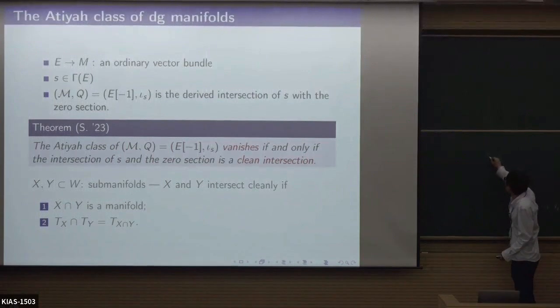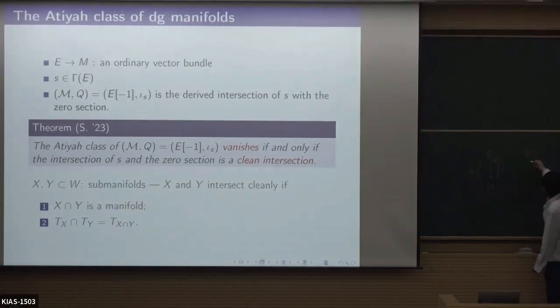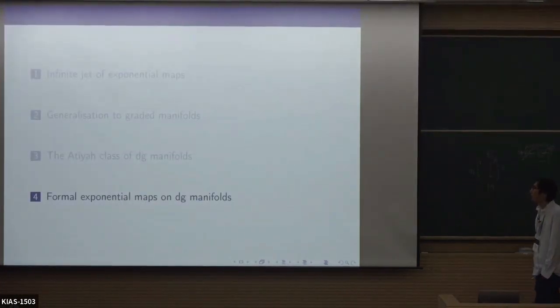There, I have E to M, and then I have two maps going up. One is S, one is the zero section. If you have E like this, M, then this is the zero section. And you may have something like this as S. And then these two do not necessarily intersect cleanly, but if they intersect cleanly, then the Atiyah class coming from this information is zero. That's the claim. Okay, so these are about the Atiyah class.